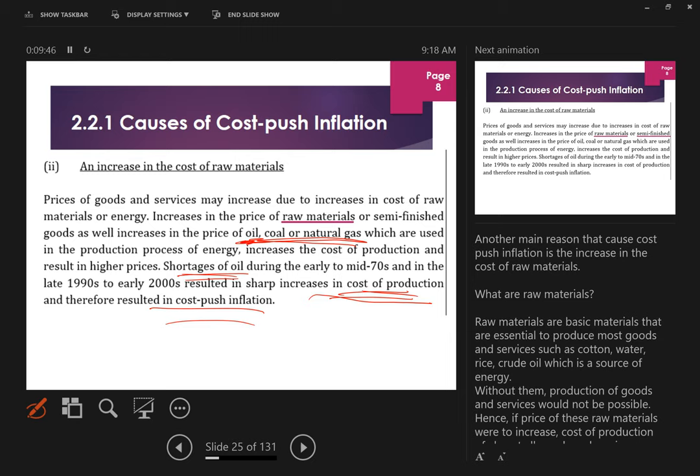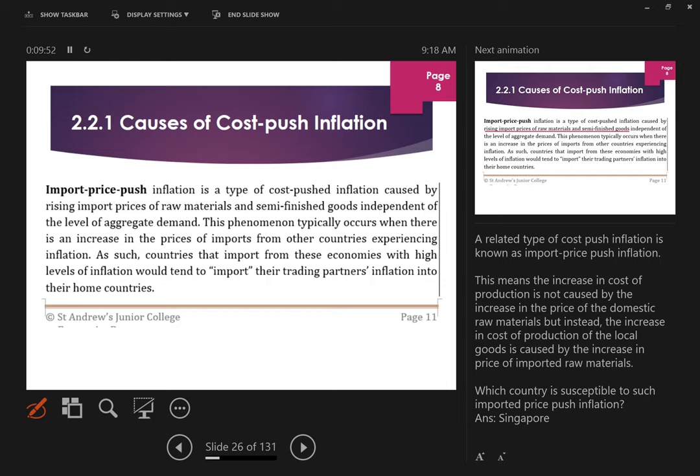Another type of cost push inflation is what we term as import price push inflation. This usually happens to economies that import their raw material. Countries that generally have to import their raw materials tend to be lacking in terms of natural resources. So when there's an increase in the import prices of your raw material and your semi-finished goods, this could bring about what we term as import price push inflation.